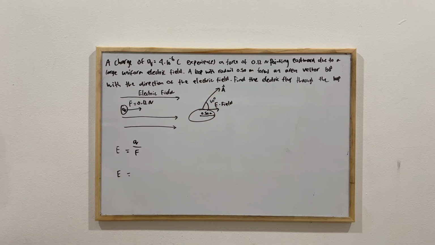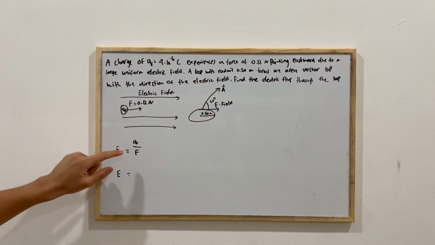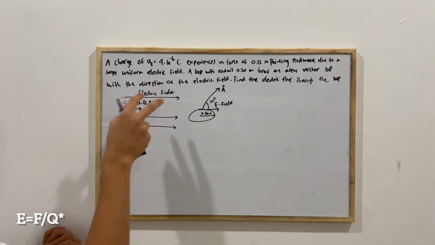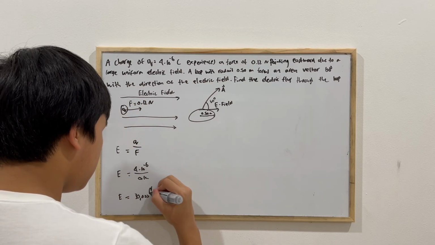So to test the electric field's magnitude, we place a charge inside it. So we can use this equation and see what electric field magnitude we get. And we're going to get an electric field value of 30,000 newtons per coulomb.